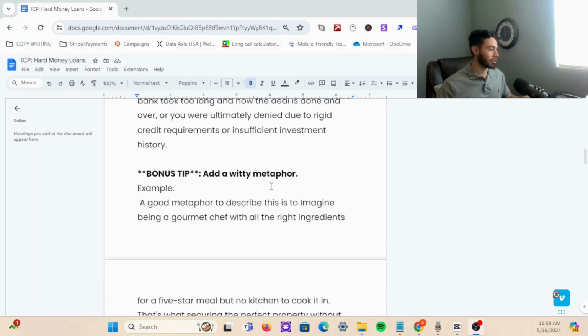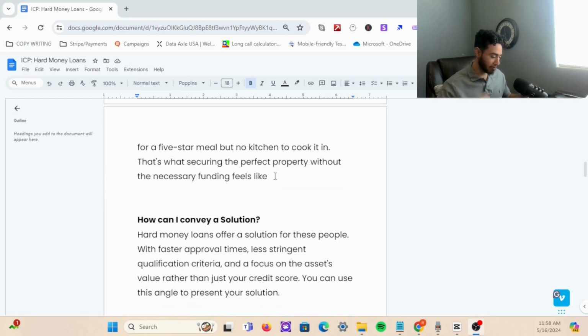Now, moving on. How can we convey a solution? So, hard money loans offer a solution for these people with giving them a timeline to close way faster. So, typically some banks might take longer. Traditional banks, a hard money lender can do it. Some could do it in a week, 2 weeks. Some could do it in 30 days, depending on the lender. So knowing that is also important. How competitive can you be in terms of your ability to fund the loan? So you can use this also as an angle to present the solution.